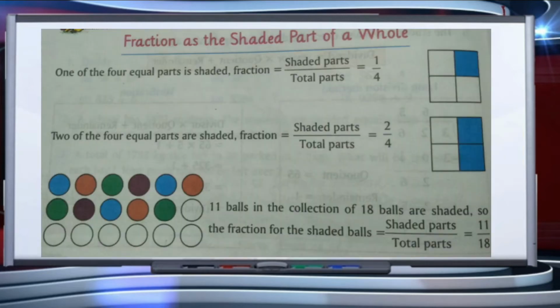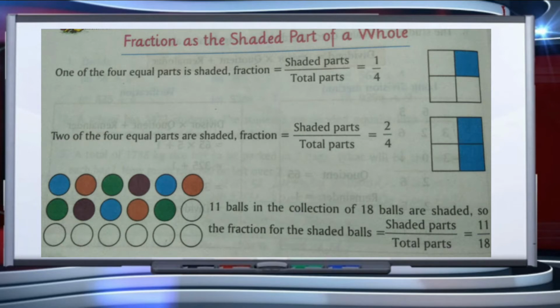Next is fraction as the shaded part of a whole. One of the 4 equal parts is shaded. That means fraction will be equal to shaded part divided by total parts. As you can see in this picture, we have this square and it is divided into 4 equal parts and one part is shaded. So the fraction will become the number of shaded parts, 1, divided by total parts. How many total parts are there? 4. So it will become 1 by 4.